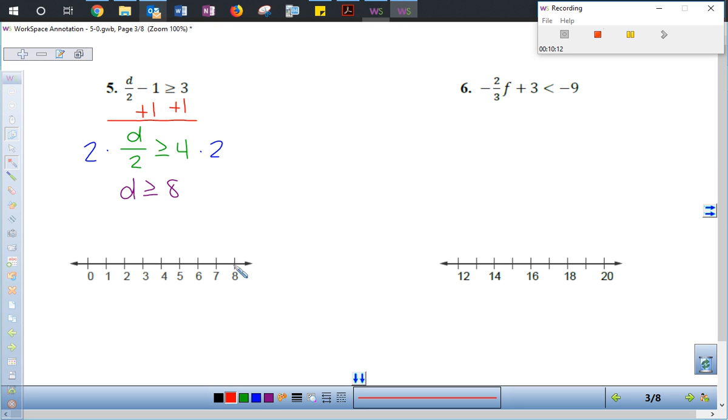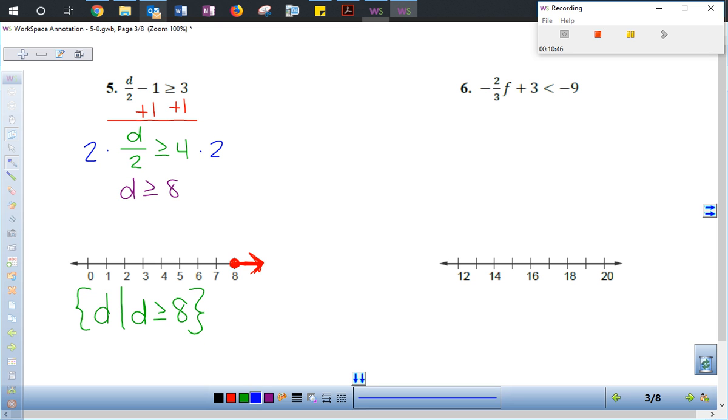So I'm going to find 8, and since it's greater than or equal to, it's going to be a closed dot. And then greater than means I want the numbers bigger than 8. So if I go to the left, 7, 6, 5, 4, the numbers are getting smaller, which means I need to go to the right, all the way to the end, with an arrow. And then we have set builder notation. So the set of all d's such that d is greater than or equal to 8.